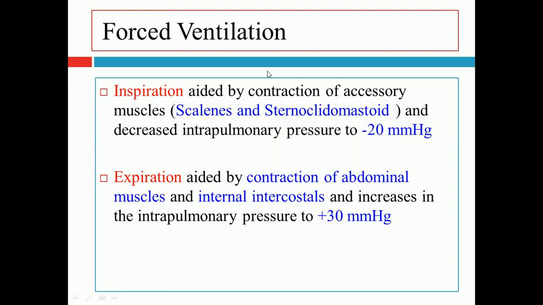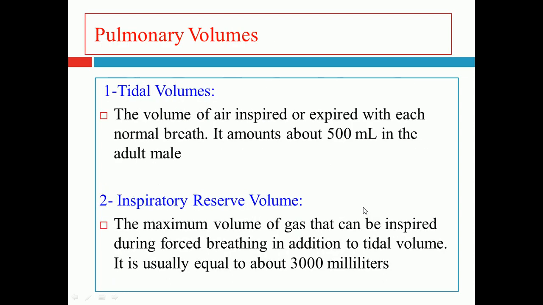So forced ventilation, inspiration aided by contraction of accessory muscles, scalenes and sternocleidomastoid, and decreased intrapulmonary pressure to -20 millimeter of mercury. So there would be greater pressure difference, and expiration will be aided by contraction of abdominal muscles and internal intercostals and increase in the intrapulmonary pressure to plus 30 millimeter of mercury.